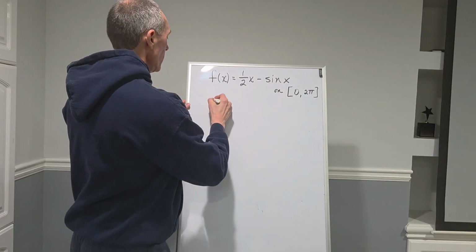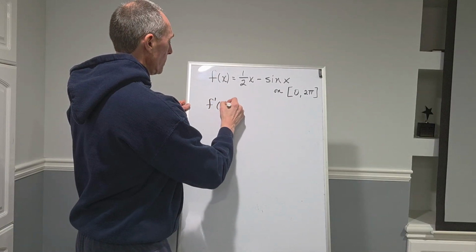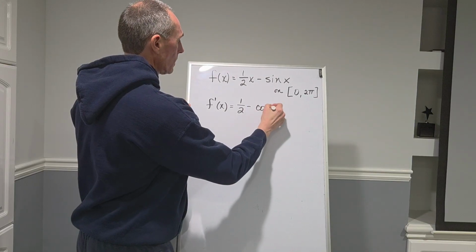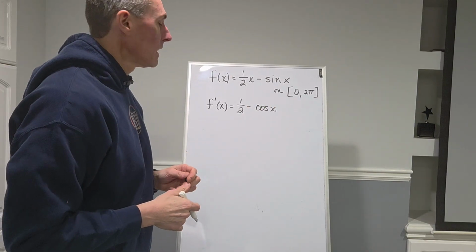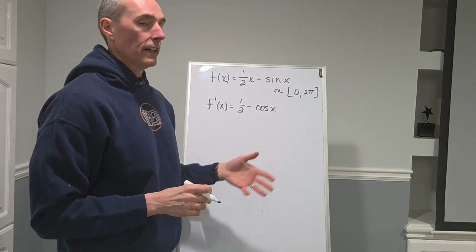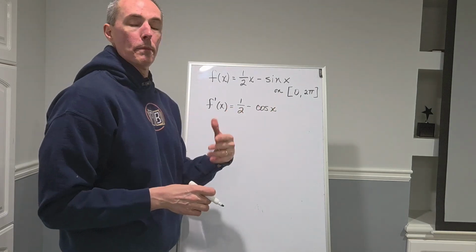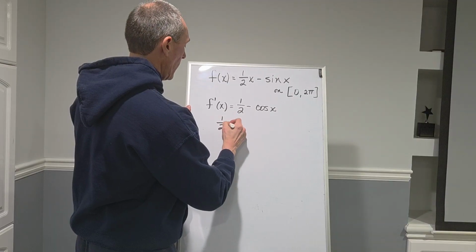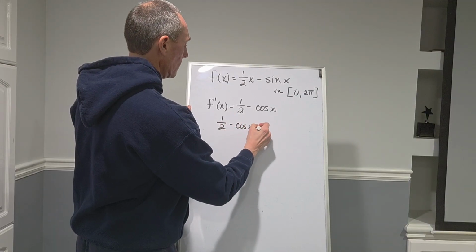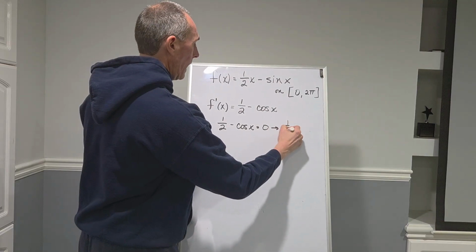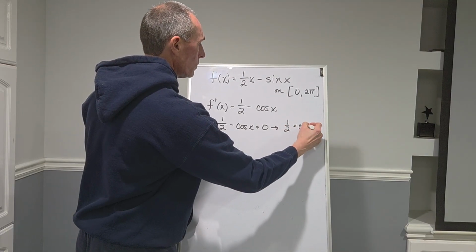So here we go. The first derivative is simply 1/2 minus cosine of x. So step 2, find the critical values. Where is the derivative 0 or undefined? Now in this case, this derivative is not going to be undefined anywhere, so we don't have to worry about that. So really it just comes down to where is 1/2 minus cosine of x equal to 0. So in other words, where is 1/2 equal to cosine of x?